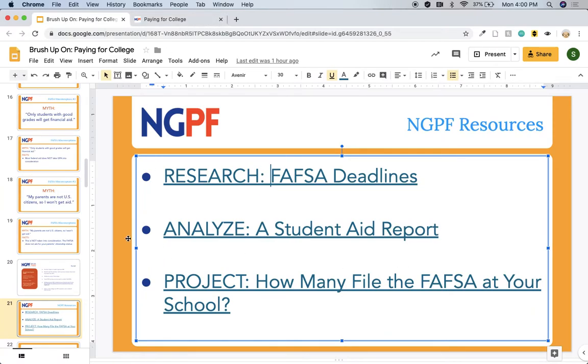Another one is analyzing a student aid report, where we have a sample student aid report that someone got after they submitted the FAFSA, and students actually have to go through that report and look at it themselves.